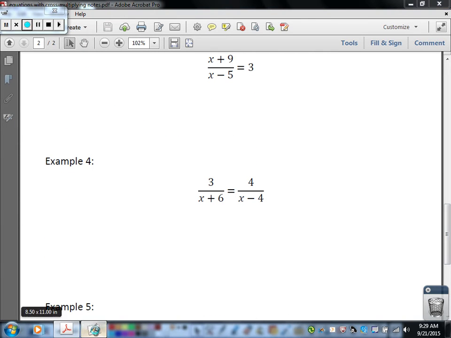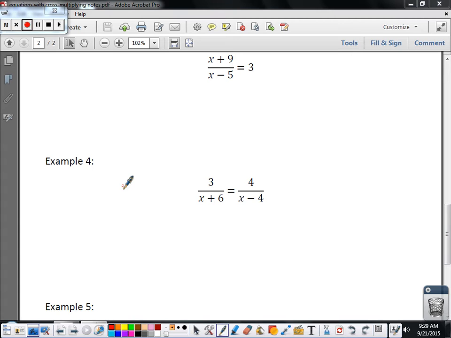Now, example 3 looks a little bit funny. The reason why it looks funny is because the right-hand side is not written as a fraction. But how do I write 3 as a fraction? Put it over 1. Now it's written as a fraction. So here we go. First of all, I'm going to put these in parentheses. So let's do 1 times x plus 9. Set that equal to what, guys? What's going to go on the right-hand side? Good. 3 times x minus 5. Good job.